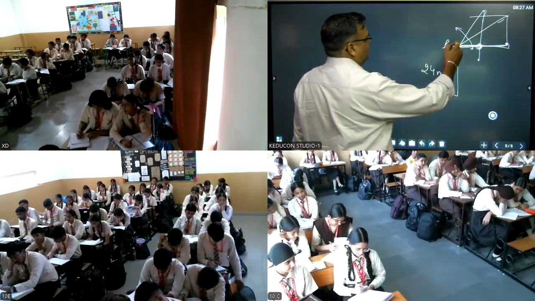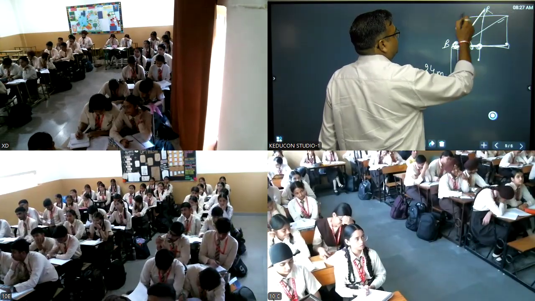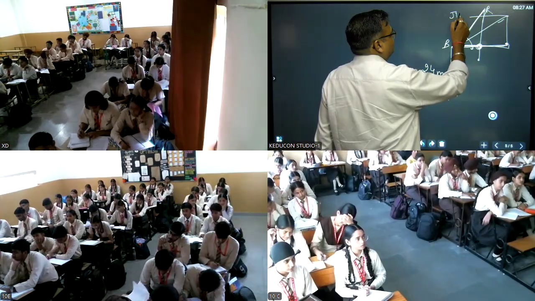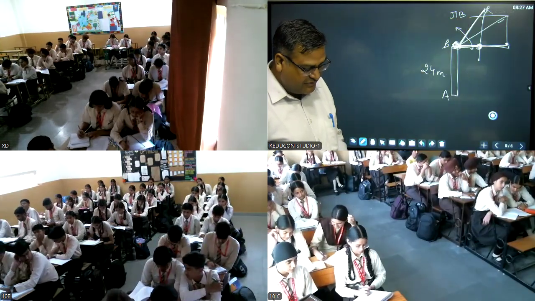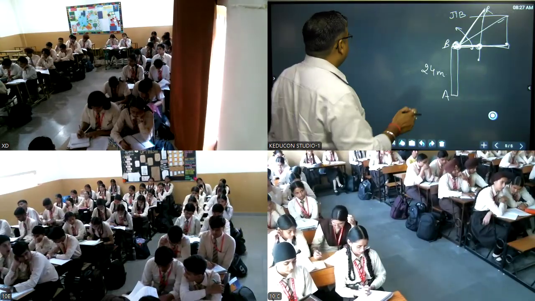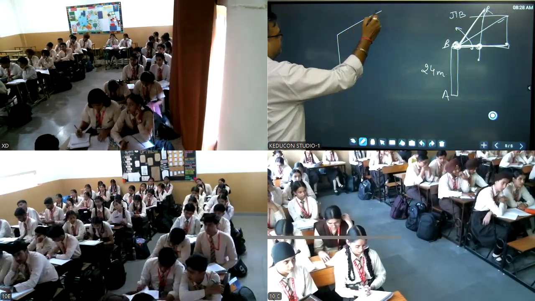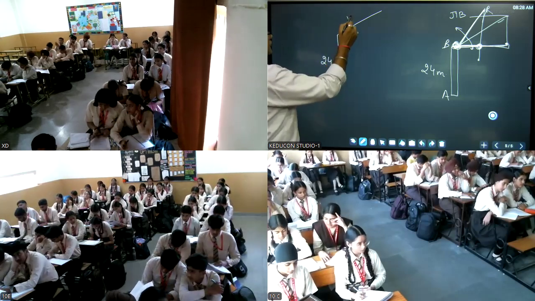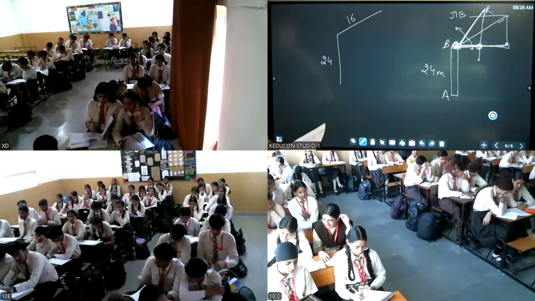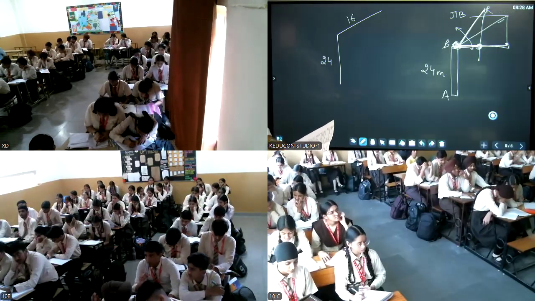This length, we call it the jib, right? Jib BR. The jib is of length 16 meter. Let me draw the diagram here a little more clearly. This jib is of length 16 meter, right? And can rotate in a vertical plane about B.